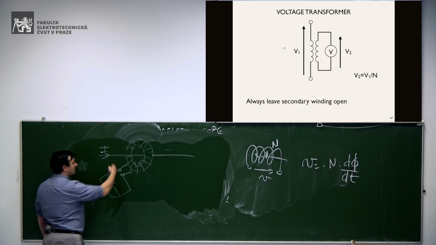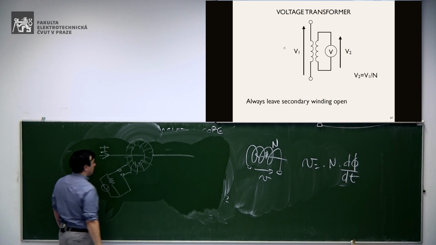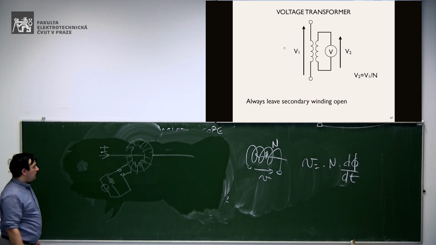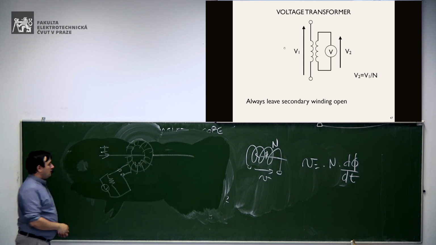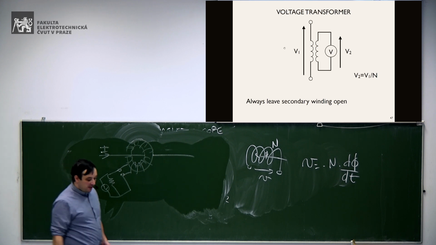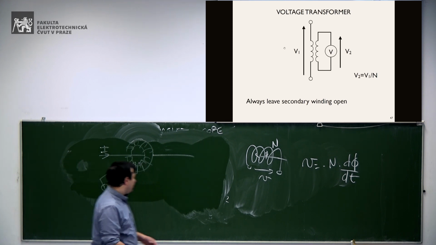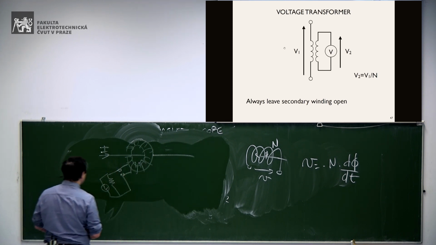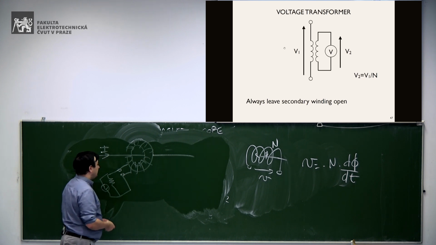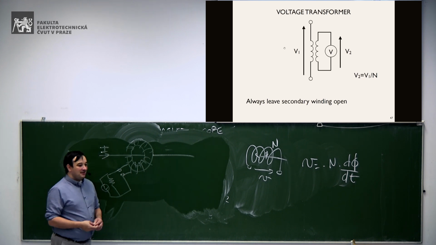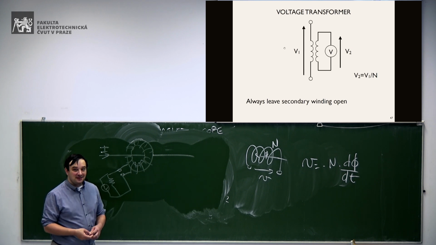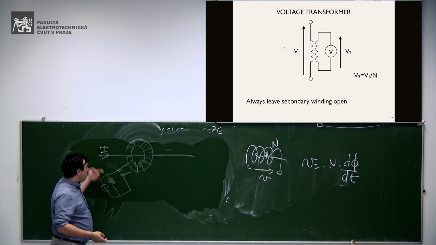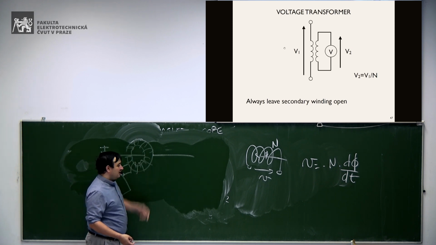So if you have 1,000 turns on the coil, on the secondary coil of the current transformer, you reduce the current by 1,000 times. Fine. The question that often makes my student confused is, where's the first coil? I have only a wire which enters in the toroid.